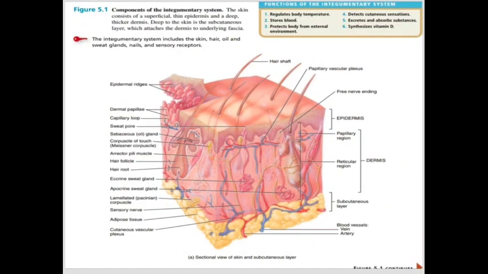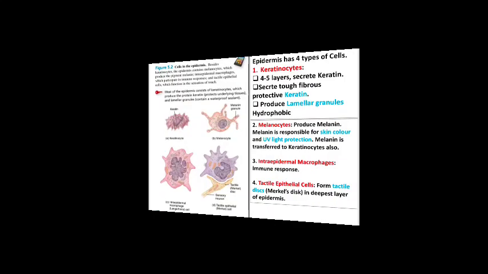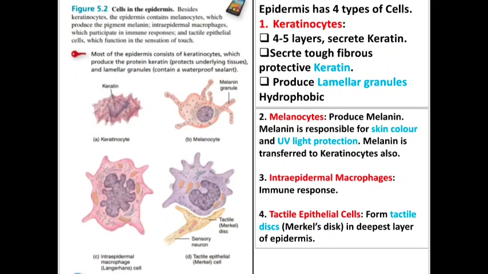In the second slide, you can see the detailed TS of the epidermis or the skin. It shows the dermis and epidermis here. Epidermis basically consists of four different types of cells, that is keratinocytes, melanocytes, intraepidermal macrophages, and tactile epithelial cells.